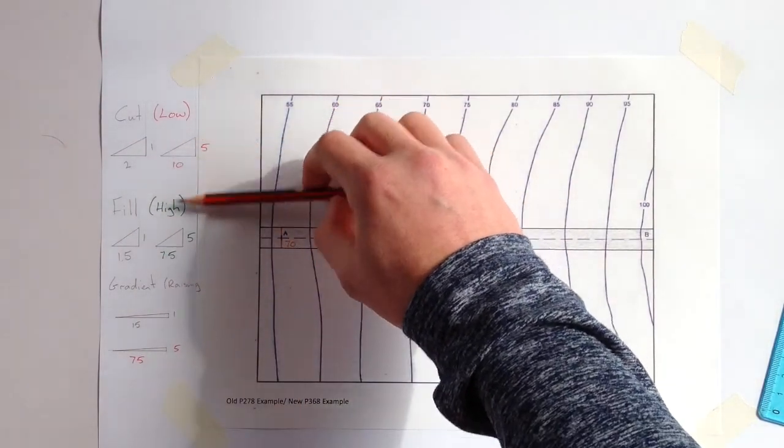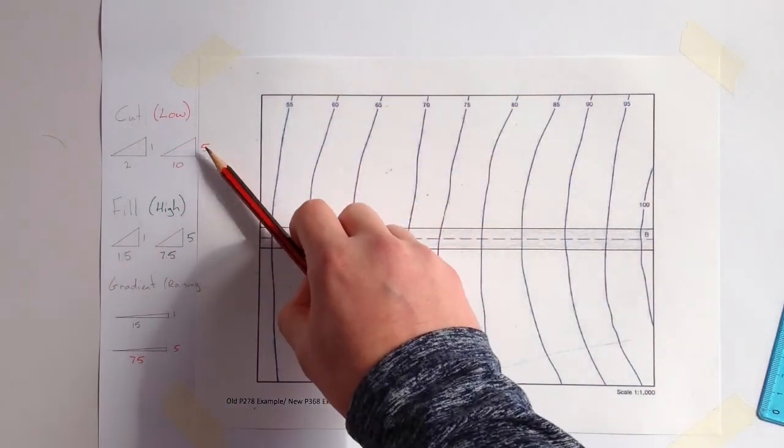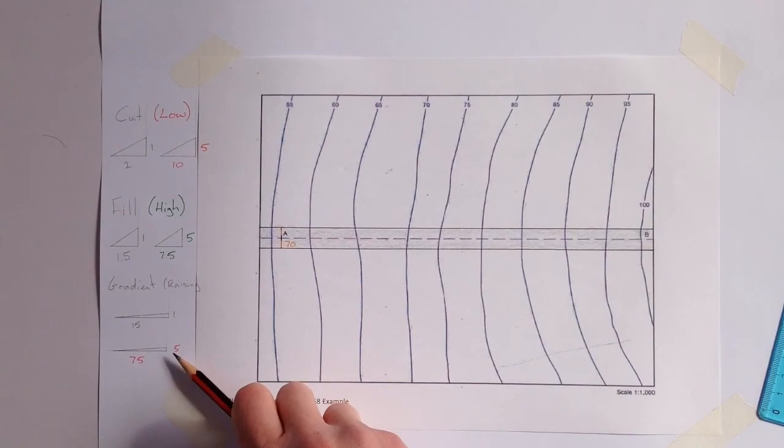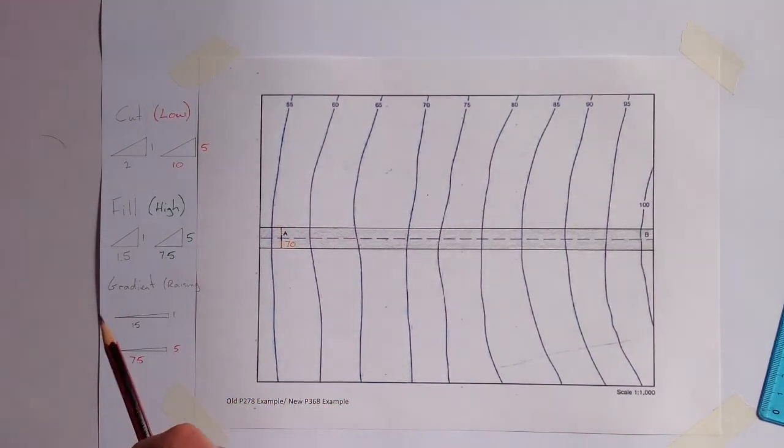When we go to look at them, we have the cut is 5 to 10, we have the fill is 5 to 7.5, and then we have the gradient is 5 to 75. So just multiplying it up.